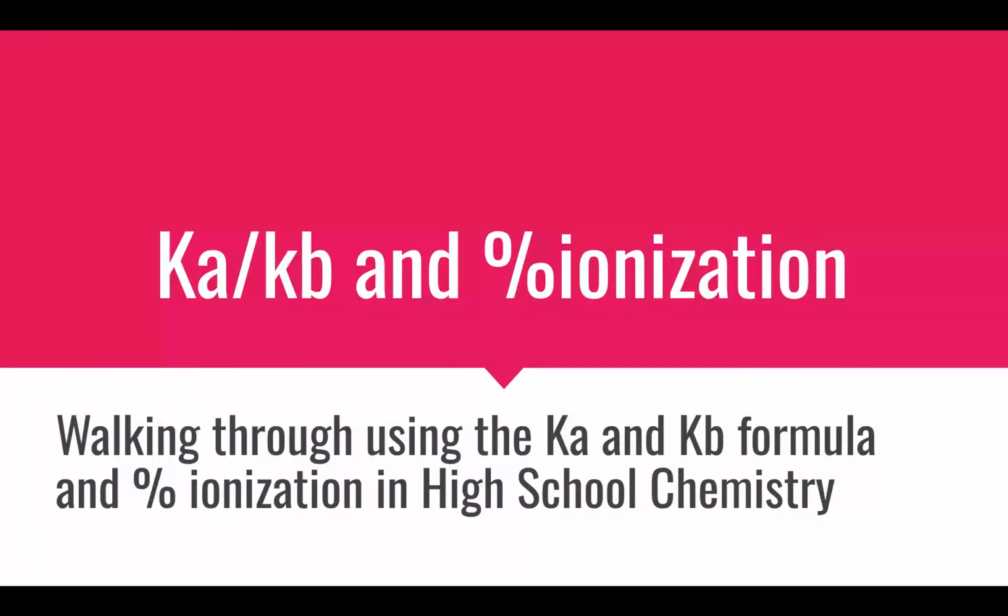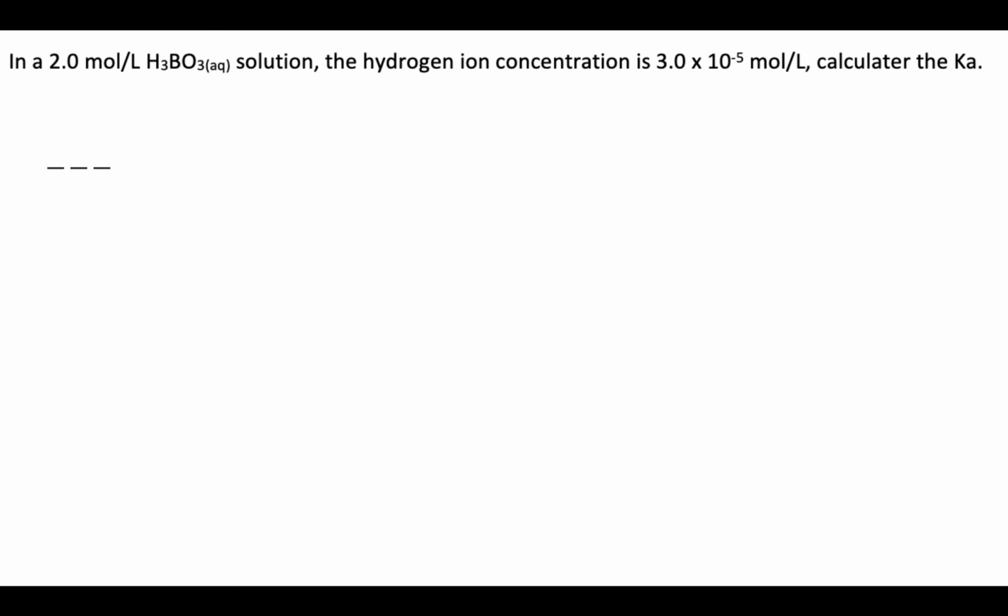Chemistry 30 class. We're in equilibrium and we recently finished learning Ka, Kb, and percent ionization or dissociation. So here's a few problems that we have done and that we can walk through just to go over the concept. So the first one, we have some information given the concentration of the acid, and then we have the hydronium ion concentration, and we're asked to solve for Ka.